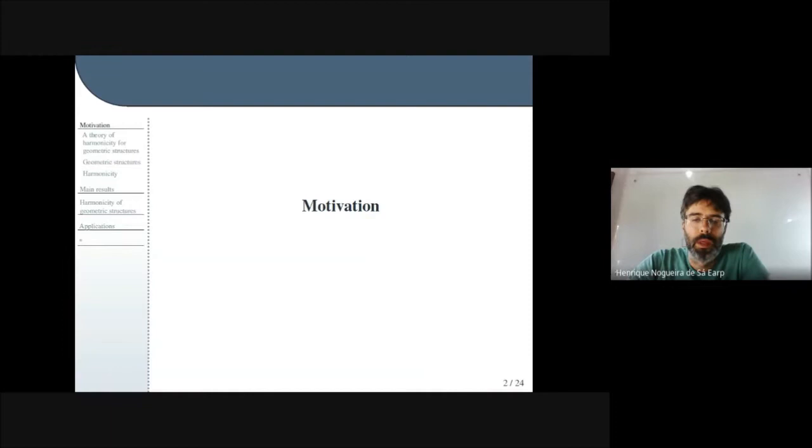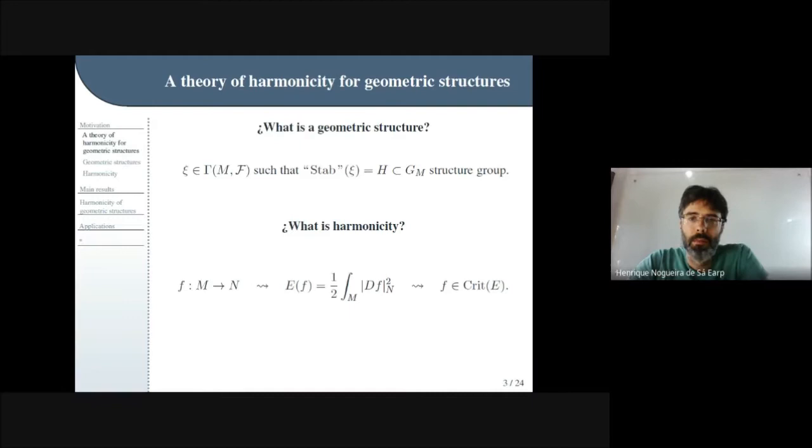In terms of motivation, where is this discussion coming from? We're looking for a theory of harmonicity for geometric structures. So let's look at what these terms should mean. By a geometric structure, typically we mean a section of some tensor bundle, which in some sense is stabilized by a subgroup of the structure group of your manifold. So the geometric structure corresponds to some symmetry, and this manifests itself as being stabilized by a subgroup.